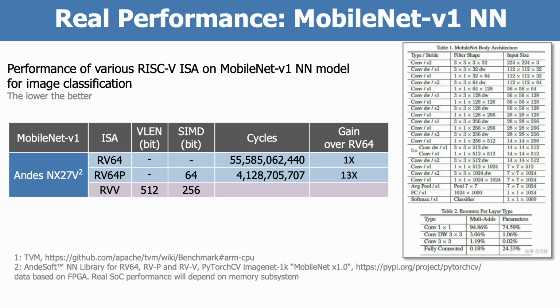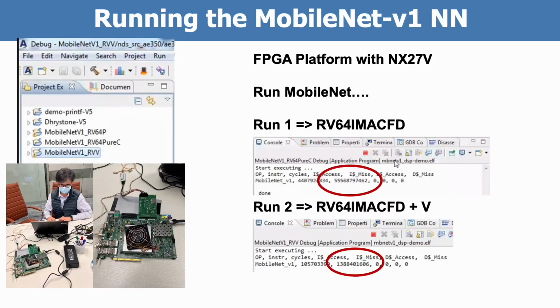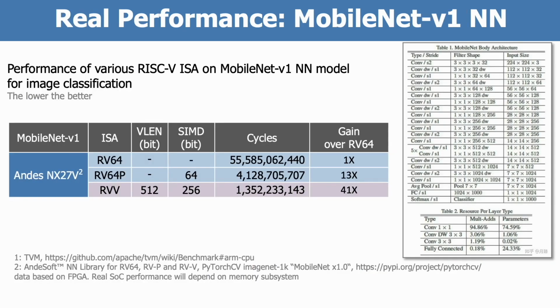Now let's look at the vector. This is very interesting. And this is using 256-bit vector. So we run it again, and then we end up with 1.4 billion cycles. So acceleration is about 40 times. So vector unit accelerates MobileNet application 40 times over standard RISC-V 64 instruction set. If I use the 512-bit implementation, it'll be much lower, but it doesn't fit within the FPGA.